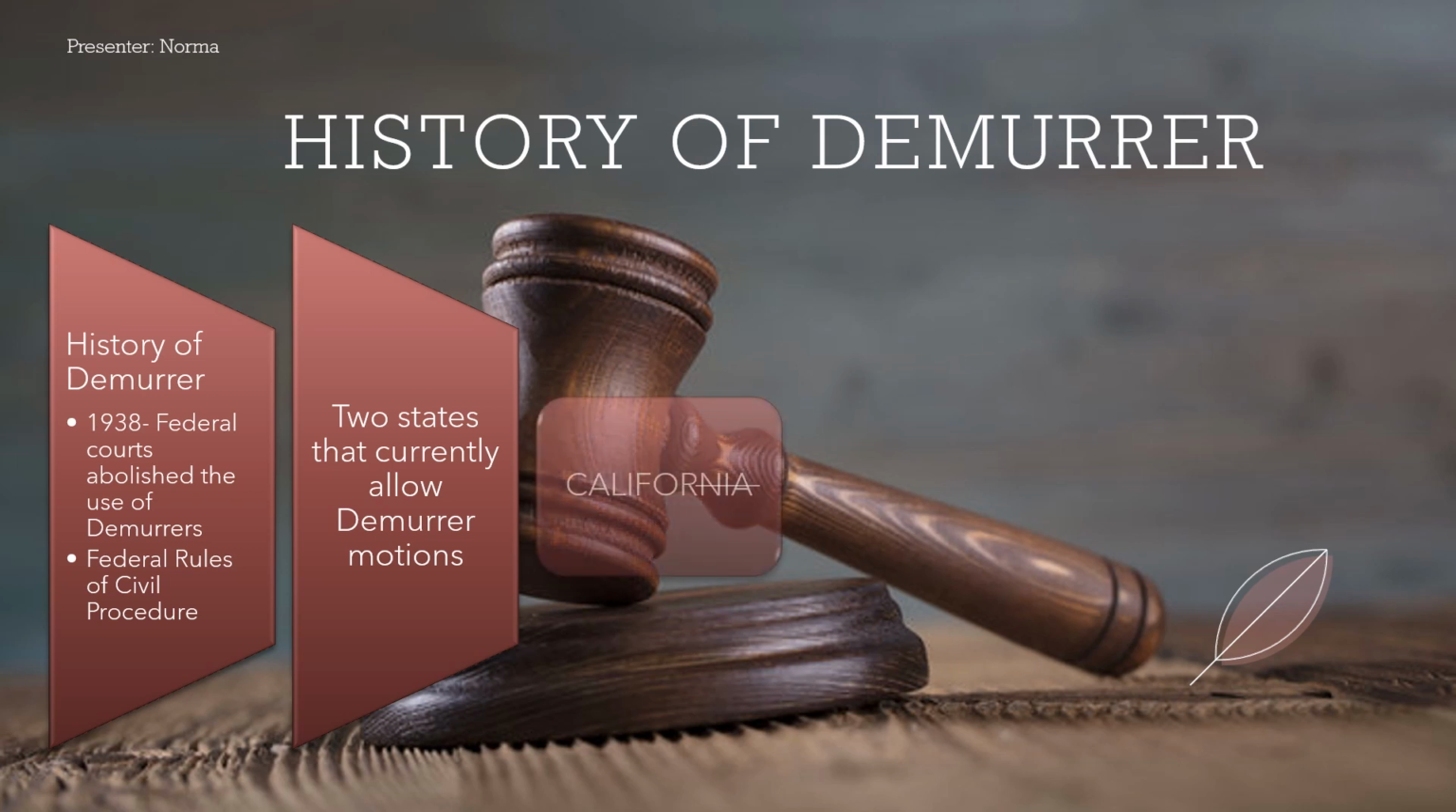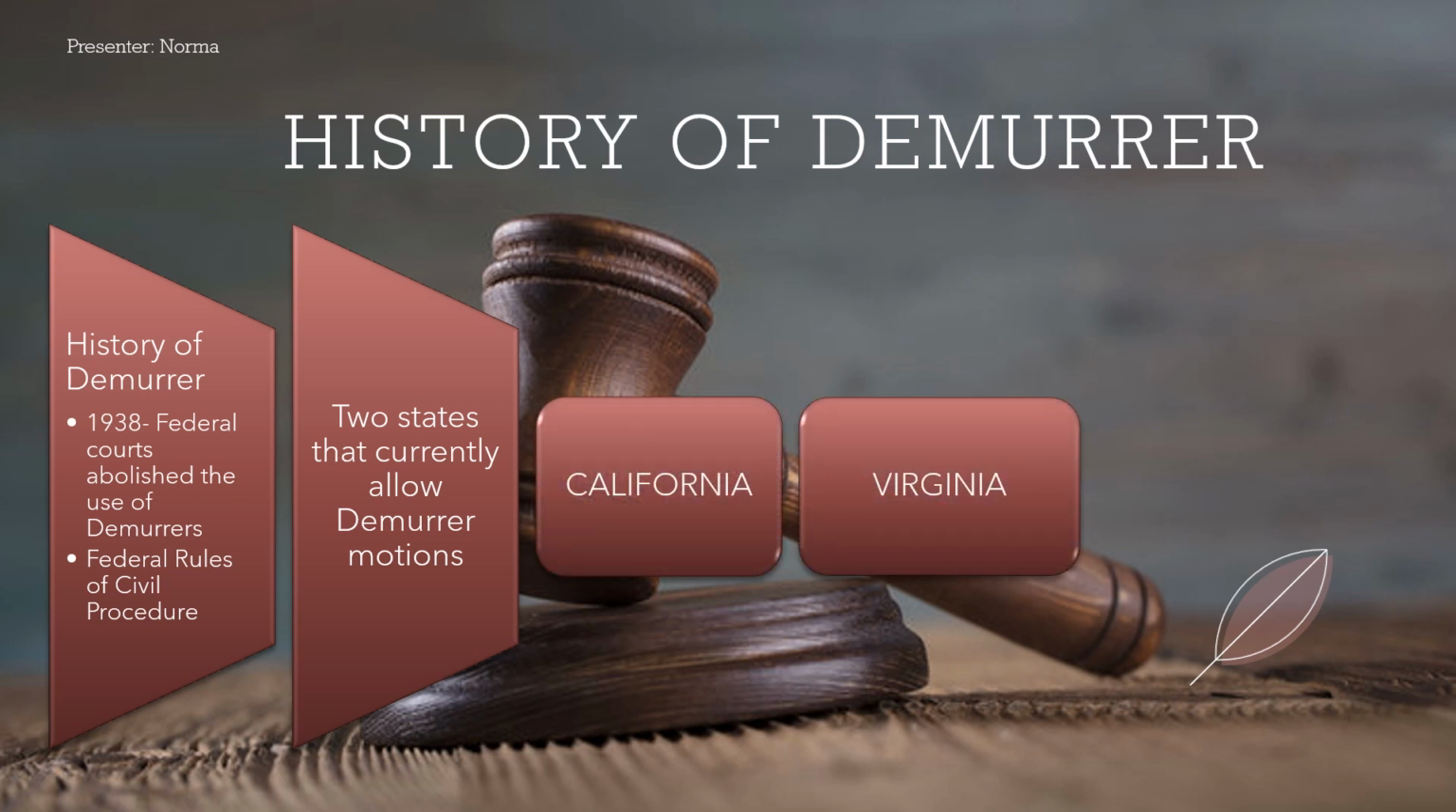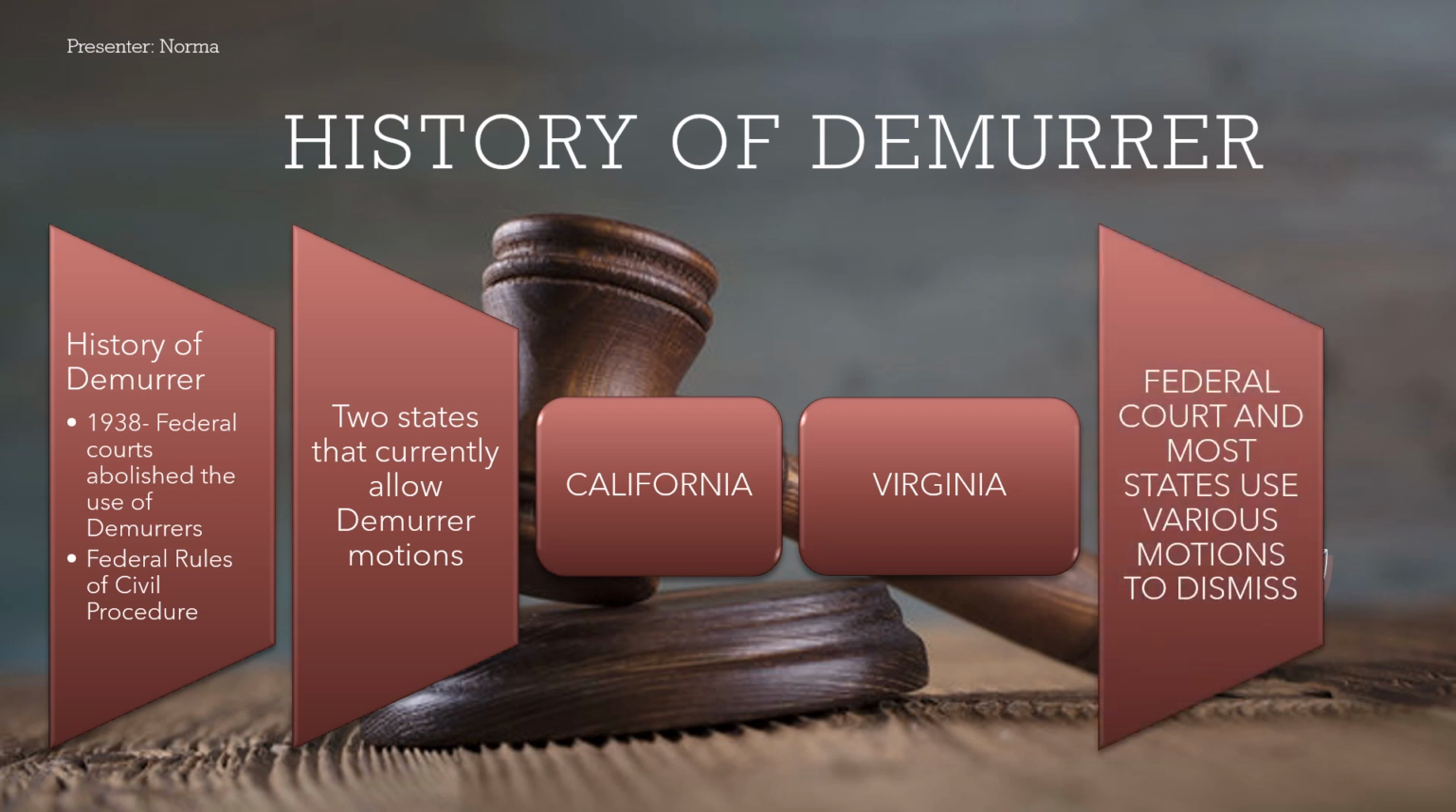However, California, along with Virginia, are the only two states that still allow demurrers to be used in state court civil procedure. Nowadays, in lieu of a demurrer, the federal government and most states use a variation of motions to dismiss.